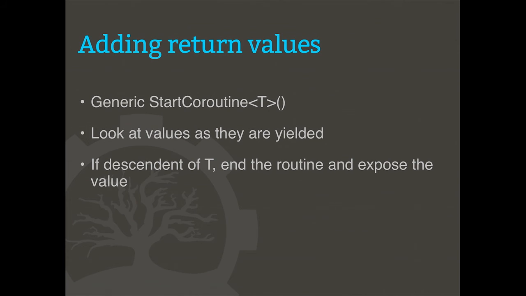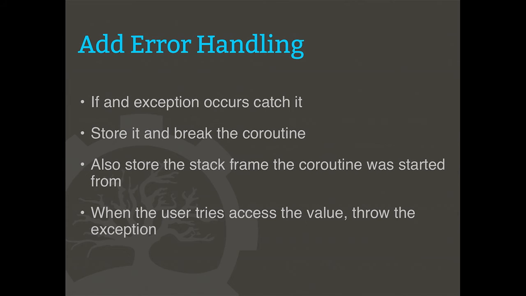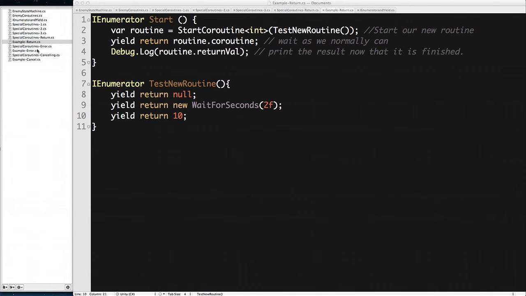So let's move on. We've only got a little bit of time left. So how do we add error handling? Well, we want to see if an exception occurs and then catch it. We're going to store it into the coroutine type. And then we would also store the stack frame the coroutine was started from. When the user tries to access the return value, if there was an exception during the execution of the coroutine, we throw that exception. So let's look at that.